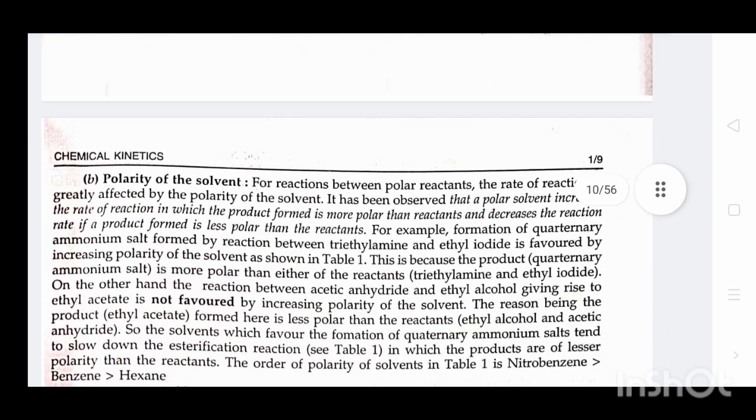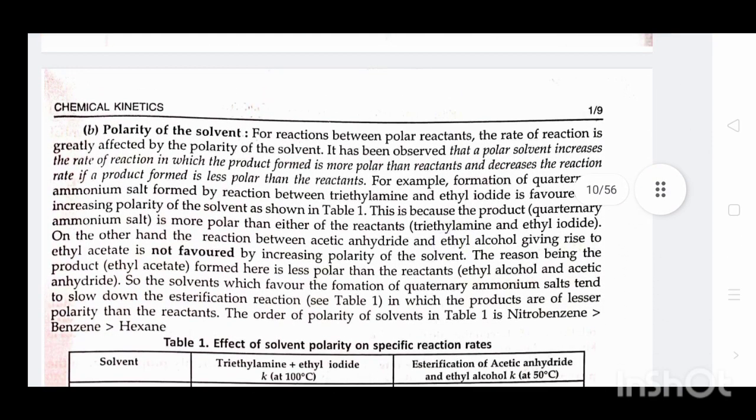Next is polarity of the solvent. In the reaction between polar reactants, the rate of reaction is greatly affected by the polarity of the solvent. It has been observed that a polar solvent increases the rate of reaction in which the product formed is more polar than reactants and decreases the reaction rate if the product formed is less polar than the reactants.